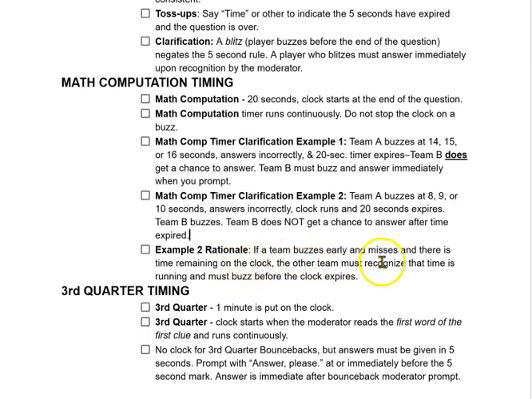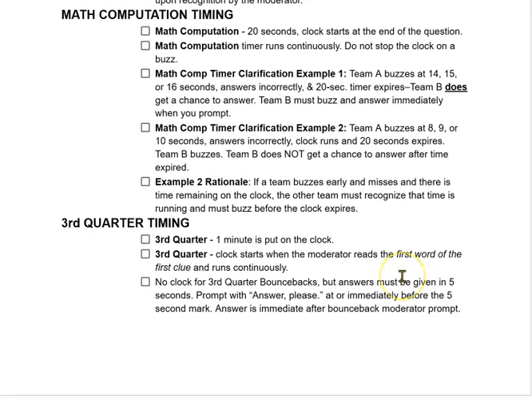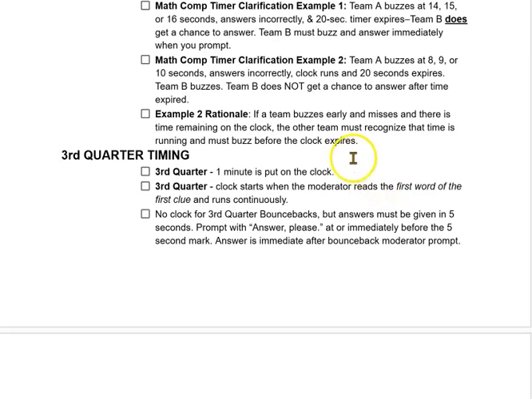If a team buzzes early and misses and there's time remaining on the clock, the other team must recognize the time is running and must buzz before the clock expires. So just remember those two examples are the most common ones. Of course, all kinds of things happen in a game.